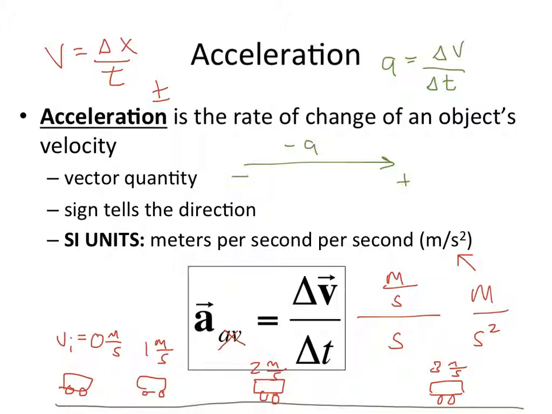Let's say this is 1 second right here, and this is 2 seconds, and this is 3 seconds. So for every second that elapses, the velocity changes by a matter of 1 meter per second. So after 1 second, it's got 1 meter per second velocity. After 2 seconds, it's got 2 meters per second velocity. After 3 seconds, it's got 3 meters per second velocity. So it's increasing at a rate of 1 meter per second every second, or 1 meter per second squared. That's how we would describe that acceleration right there.